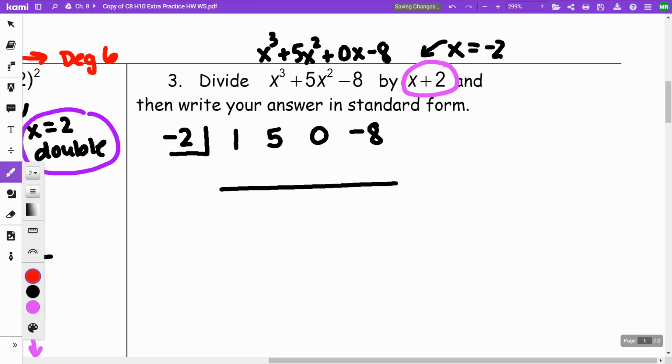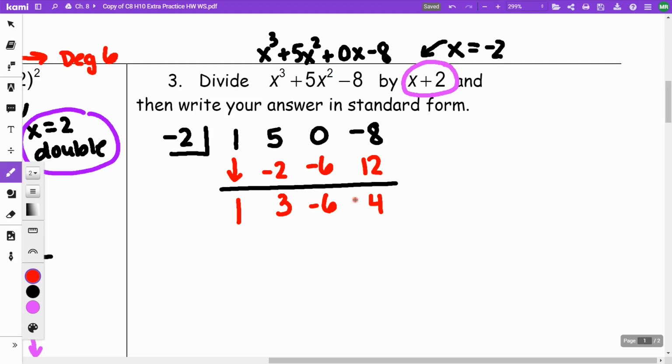I am going to bring down my first number, which is a 1. 1 times -2 is -2. That combines and gives us a 3. 3 times -2 is -6. That combines and gives us a -6. -6 times -2 is a 12. That combines and gives us a 4.